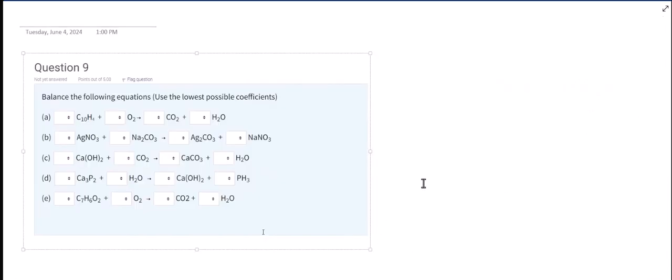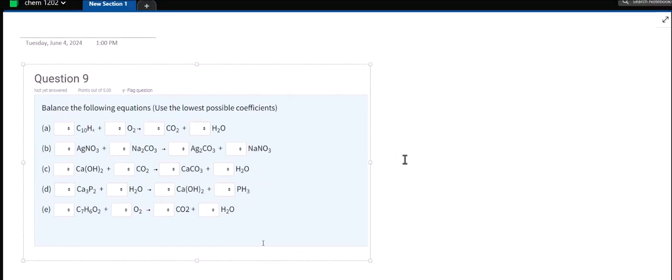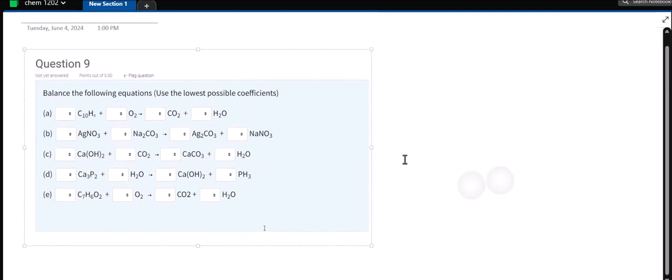Okay, balance the following equations, use lowest possible coefficients. Alright, so the first one is a combustion, C10H4. Okay, that's not very many hydrogens.